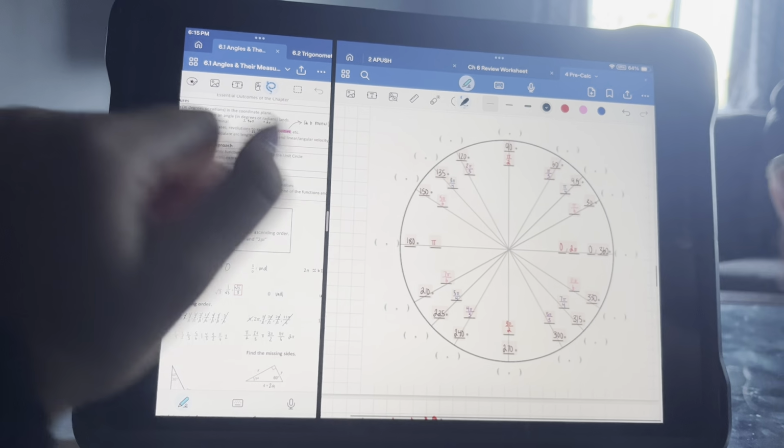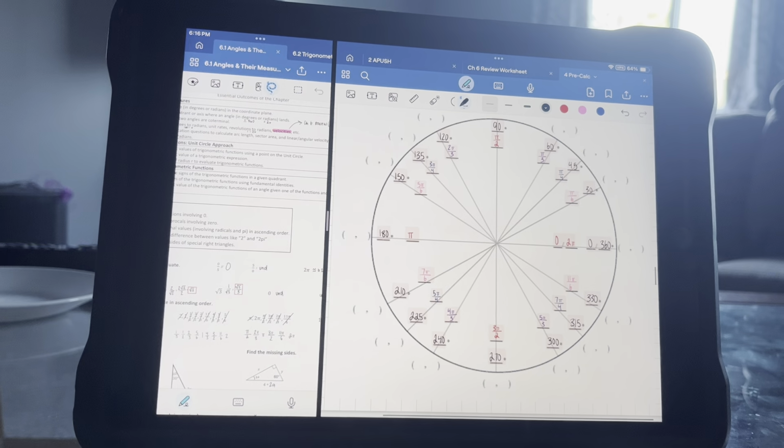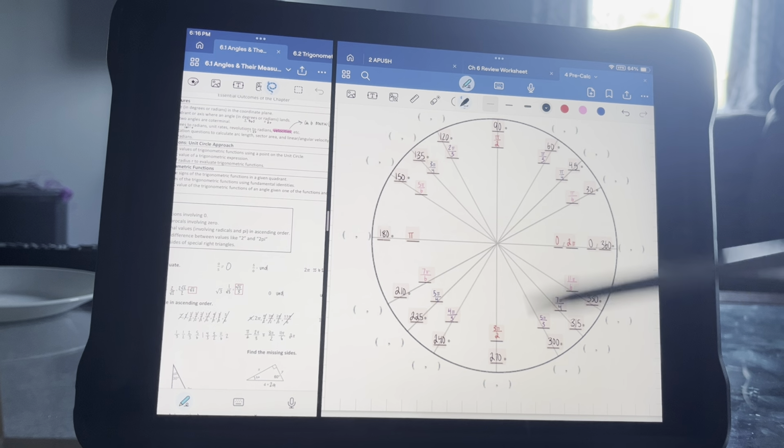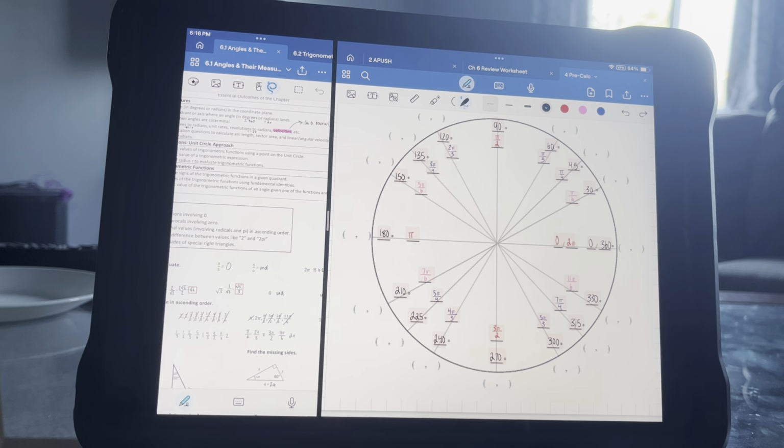Then we did the unit circle, which we all know and love. Important ones are 0 degrees, 90 degrees, 180 degrees, 270 degrees, 360 degrees. In radians, that's 0 radians, pi over 2, pi, 3 pi over 2.